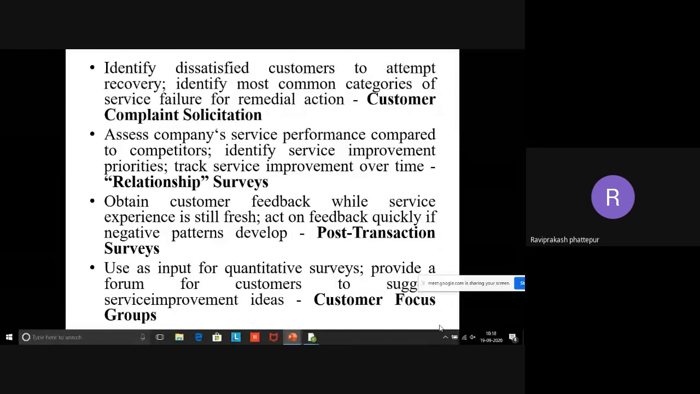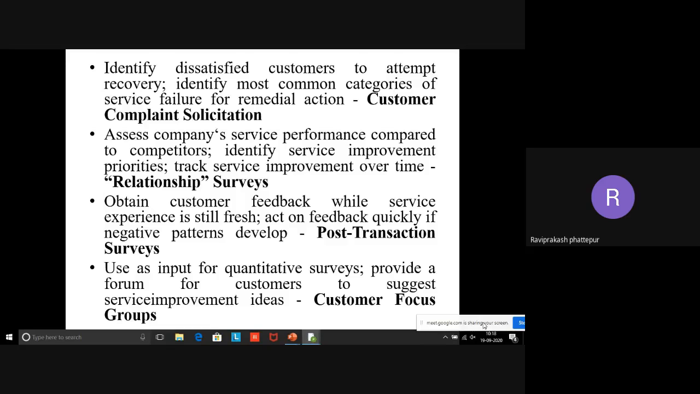Next, coming to use as input for quantitative service. Provide a forum for customers to suggest service improvement ideas. These are also called customer focus groups. So what does this mean? Now, quantitative survey, here they have told focus groups. So calling a group of people and asking them a certain set of questions, and you are basically noting them. So the questions may be like, how was the delivery?